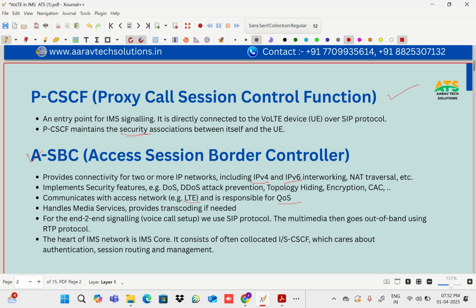What is the meaning of transcoding? When two different devices communicate with different codecs, it works as transcoding. For end-to-end signaling and voice call setup, we use SIP protocol, session initiation protocol, for voice and video. The multimedia then goes out of band using RTP protocol, real-time transport protocol.